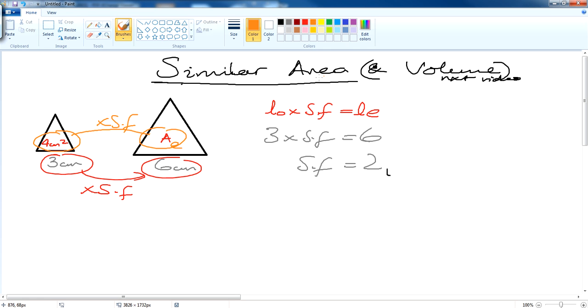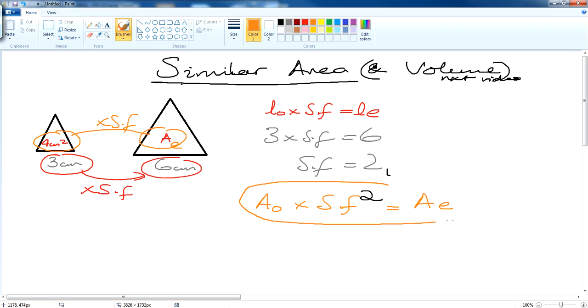Okay, so I'm now going to introduce you to this new formula. The new formula is as follows. Area of original times by the scale factor, wait for it, scale factor squared is equal to the area enlarged. So this is a new rule that I'm introducing you to. So that's what we've been using before.